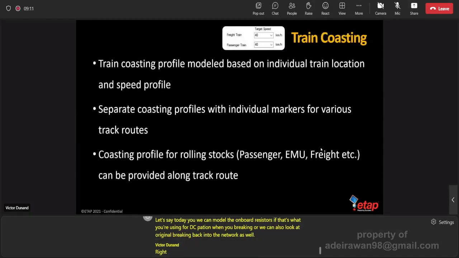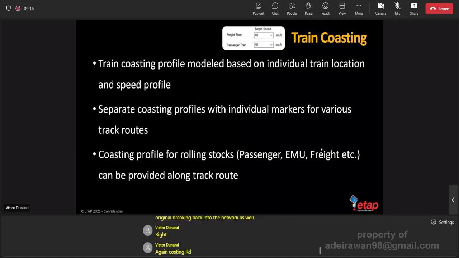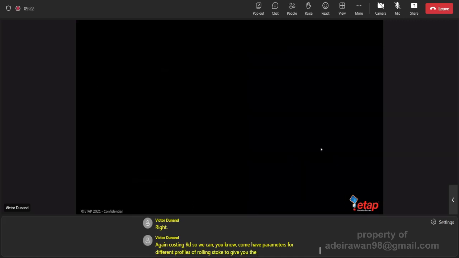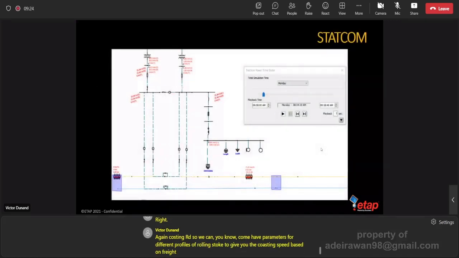All right. Again, coasting modes, so we have parameters for the different profiles of rolling stock to give you the coasting speed based on freight or passengers, etc.